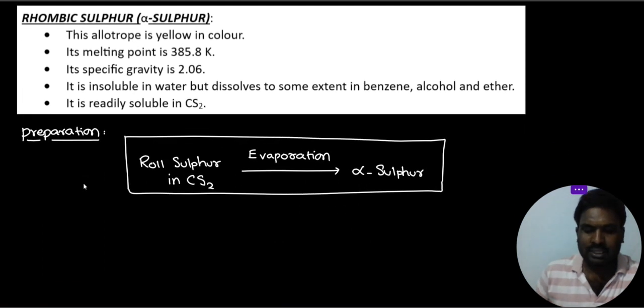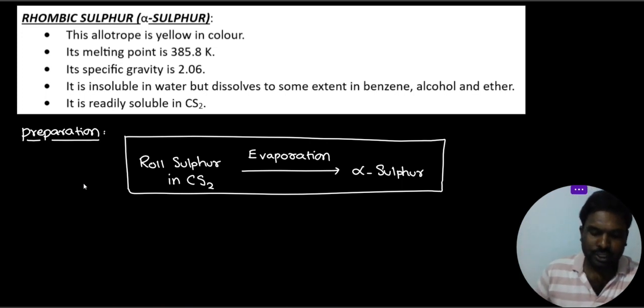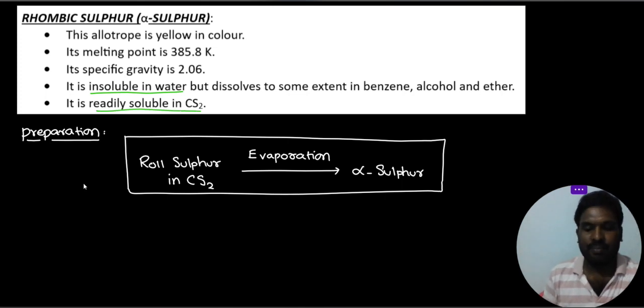This allotrope is yellow in color and its melting point is 385.8 Kelvin, and its specific gravity is 2.06. Melting point and specific gravity are rarely asked, so no need to memorize them. And it is insoluble in water but soluble in carbon disulfide. This is a very important point. Insoluble in water but readily soluble in carbon disulfide.